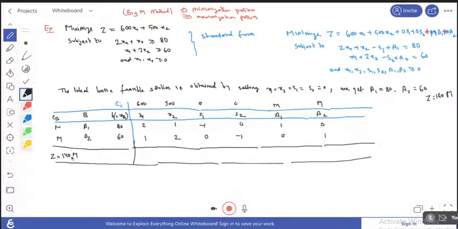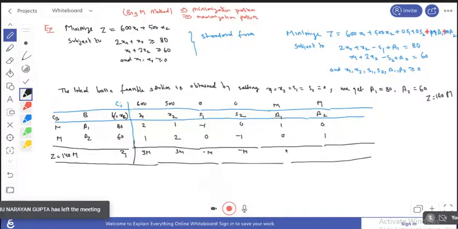Okay, so now this M is very large here. Okay, so M is very large. So in that sense, if we multiply here zj, this becomes 2M and 1. This becomes 3M. This is again 3M. This is minus M. This is minus M. And if you multiply here, this is M and this is M.